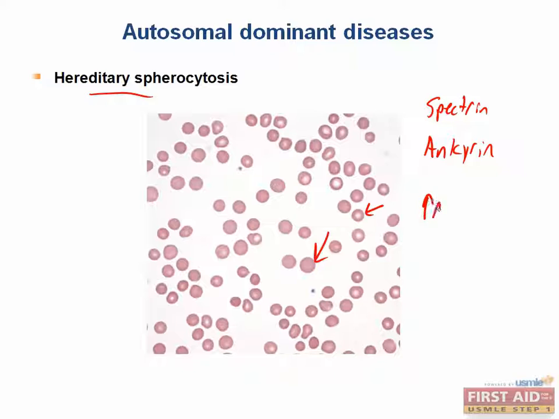And it's diagnosed by looking for an increase in MCHC on lab tests, which is an indication of the concentration of hemoglobin in a given volume of erythrocytes. A splenectomy is curative because then the spherocytes won't be destroyed and won't cause problems.